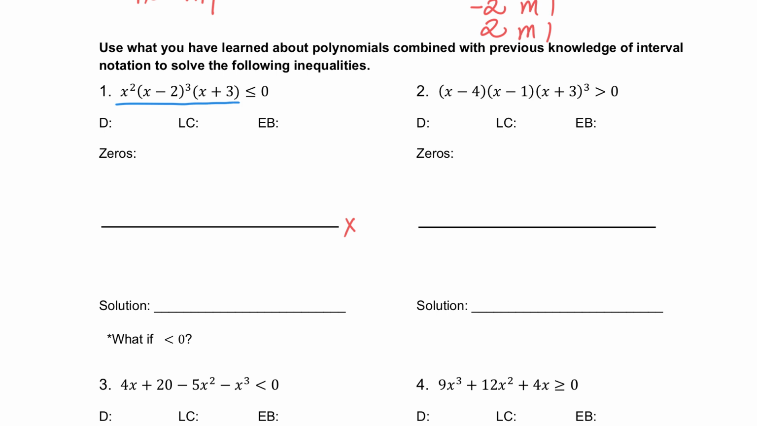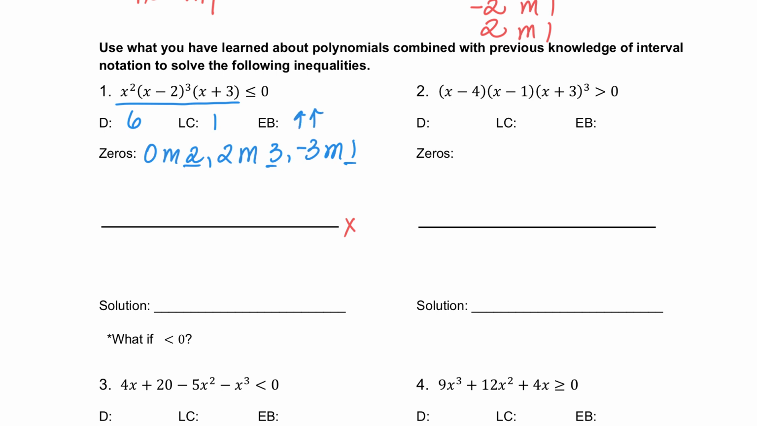Okay, so I know the degree is, well, let's list our zeros and multiplicity, and that makes it easier to get the degree. Okay, I have 0 with multiplicity 2. I have 2 with multiplicity 3. And I have -3 with multiplicity 1. So if you add up the multiplicities, that gives you your degree, which is 6 in this case. The leading coefficient's +1. And my ending behavior, since it's positive and it's even, is going to be up.